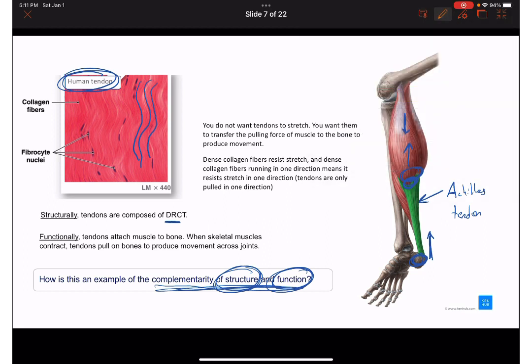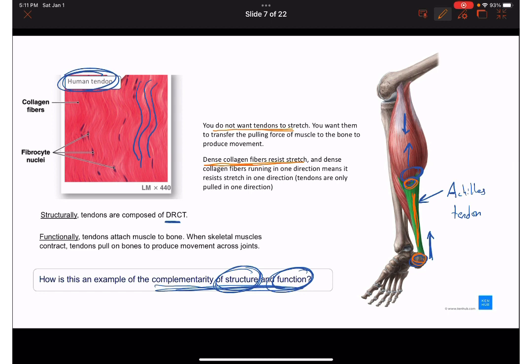Well, to answer that, first of all, you need to know that you don't want tendons to stretch. When you stretch a tendon, that's not a good thing. You want them to transfer the entire pulling force of this muscle down to this bone. So you want this tendon to resist stretching. And these dense collagen fibers are going to resist stretch. So that's one example of the complementarity of structure and function.